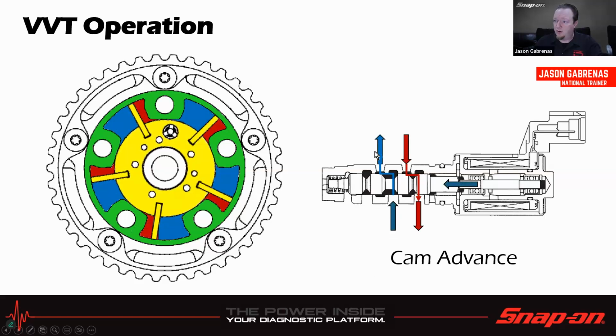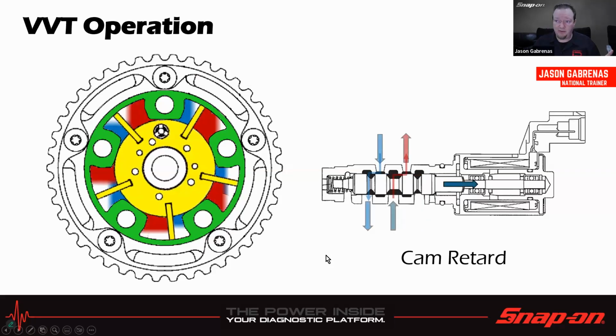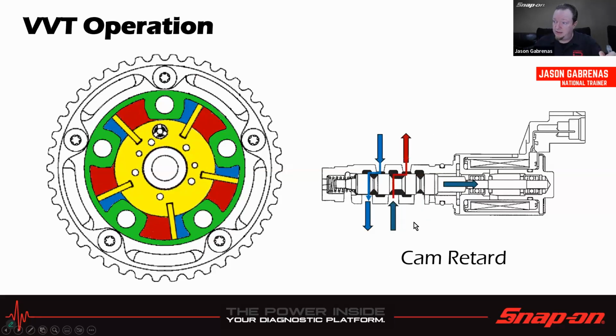So that allows the oil to go in on the one side and the pressure to increase on that one side, which slides it over. And then it allows the other side to drain back out. So it's being displaced, so it needs to be drained back to where it was. And then to retard the cam going the other way, we're going to do that.